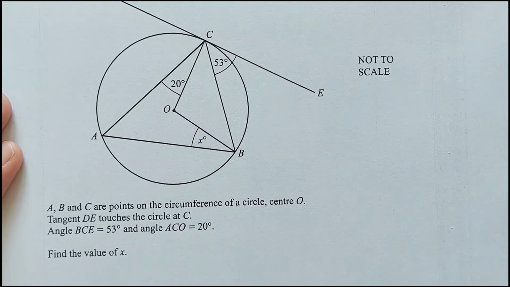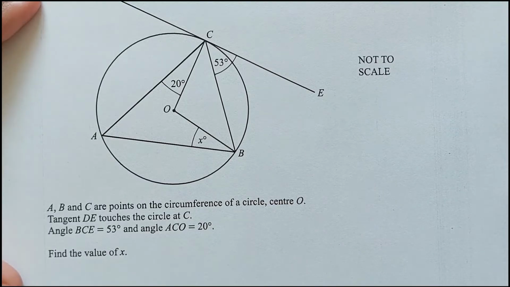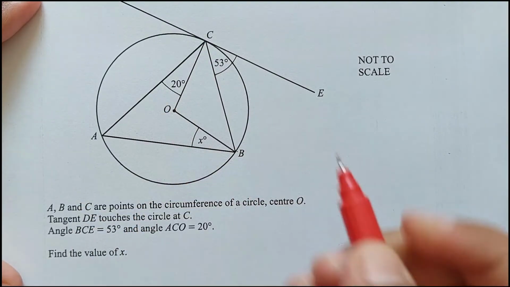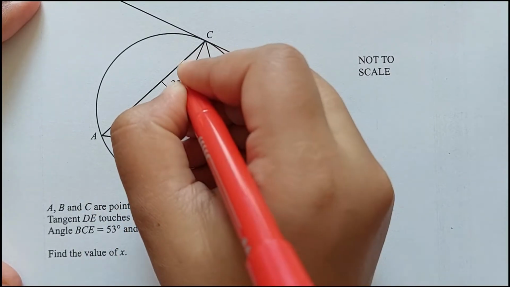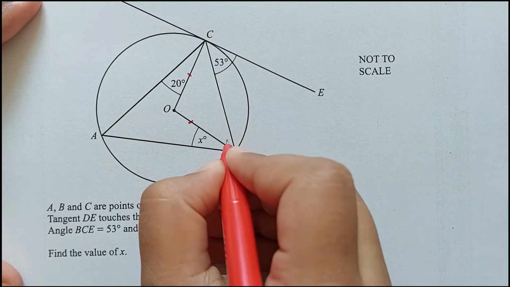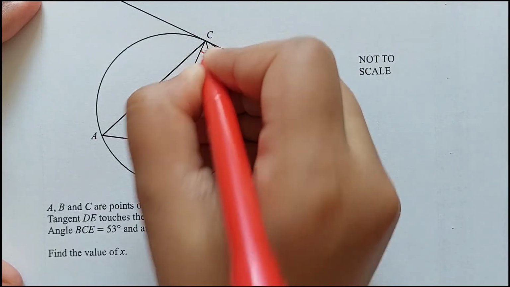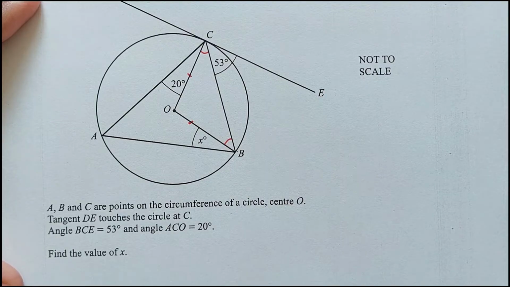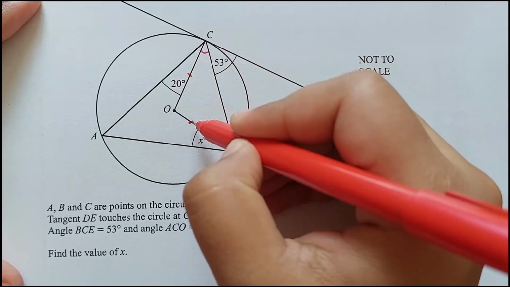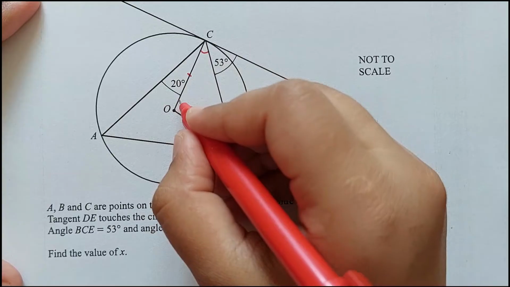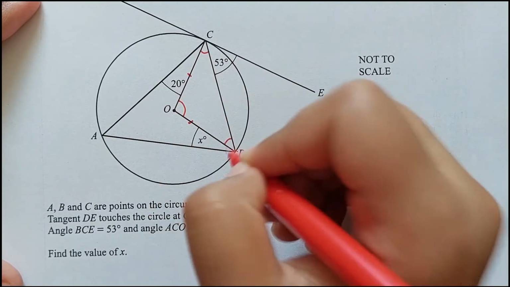Okay, so first let's see what information we have been given. So we know that OC and OB are the two radii, so they are the same. So it means these two angles are the same. The two sides are the same because they are the two radii, so the two angles are the same. This is an isosceles triangle, but we don't know this angle to get the rest of the two angles.